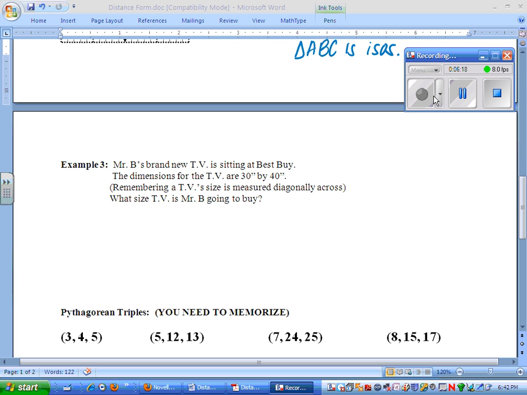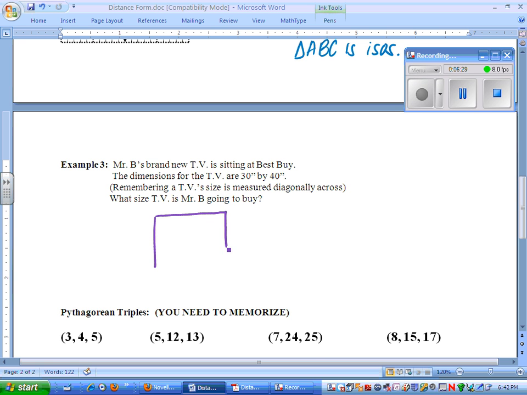Mr. B's brand new TV is sitting at Best Buy. The dimensions for the TV are 30 by 40 inches. Remember, a TV size is measured diagonally across. So we have a TV sitting at Best Buy. We have 30 inches and 40 inches.